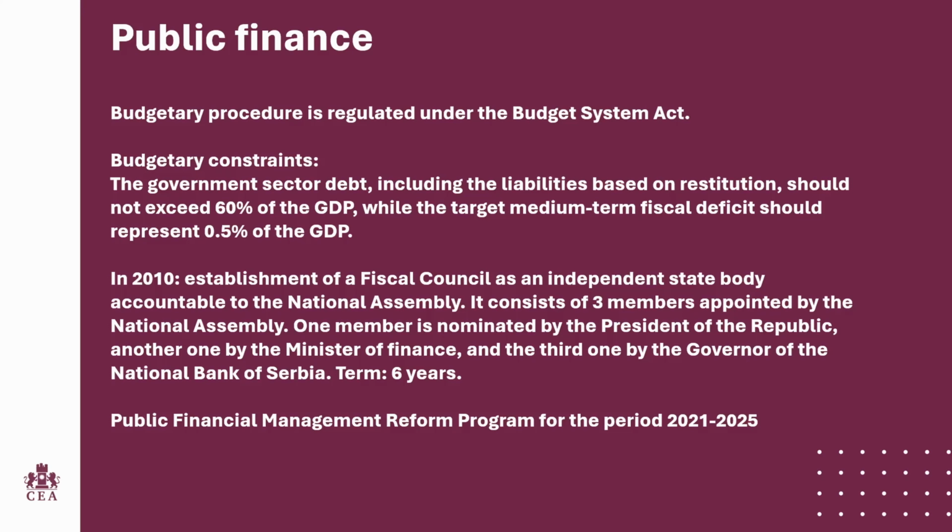The budgetary procedure is regulated under the Budget System Act, and there are some budgetary constraints prescribed under this act. Under the general fiscal rules, the government sector debt, including the liabilities based on restitution, should not exceed 60% of the GDP, while the target medium-term fiscal deficit should represent 0.5% of the GDP.